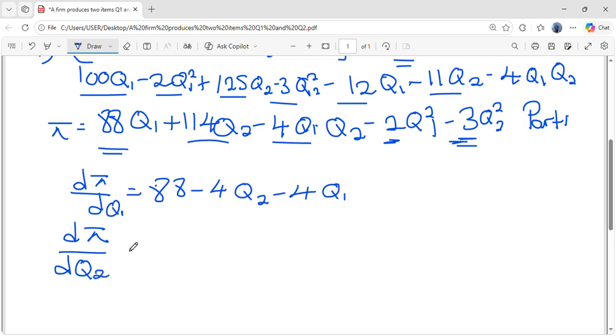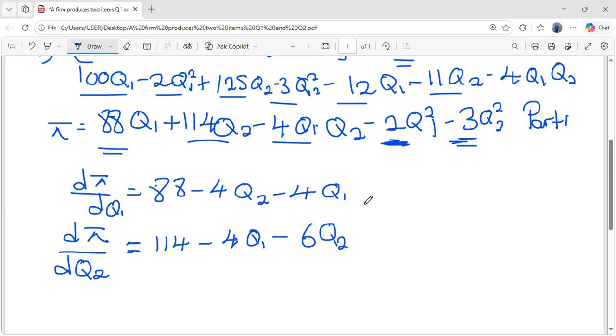So with q2, who can guess what the derivative of 88q1 is? It is basically 0. Why? Because q2 is not present. Then when we differentiate this, we get the value to be 114. And when we differentiate this, we get negative 4q1, because when you differentiate q2 squared, the value is 1, and 1 times 4 is 4. Remember, q1 is held constant. And the derivative of this 2q1 here will automatically become 0. And the derivative of this one is 6q2.